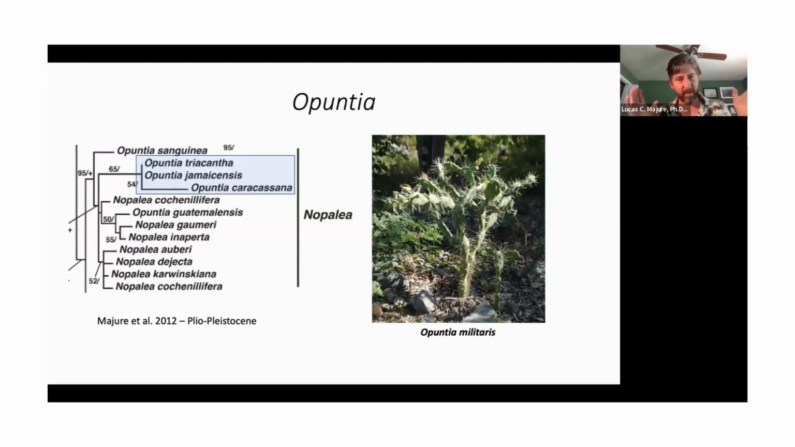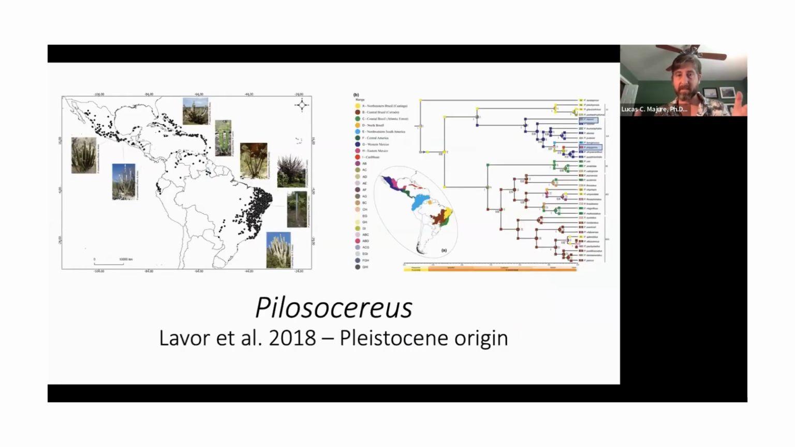The genus Opuntia, one of my favorites. There are roughly 12 to 14 species that occur within the Caribbean. Those species that are endemic to the Caribbean are part of a group that is also super young, probably Pleistocene in age. So we're talking a million or 2 years at the absolute most in terms of the age of those species. Pilosocereus, just very, very quickly.